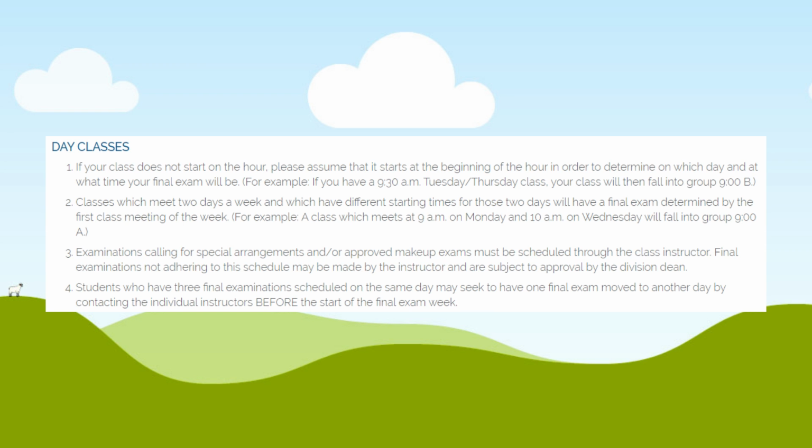First, if your class does not start on the hour, we treat it as though it did. So for example, if your class starts at 9:30 a.m. on Tuesday and Thursday, we instead treat it as though it started at 9 a.m. on Tuesday and Thursday. Second, if your class meets 2 days a week and each of those class meetings start at a different time, your final exam is determined by the first class meeting of the week.